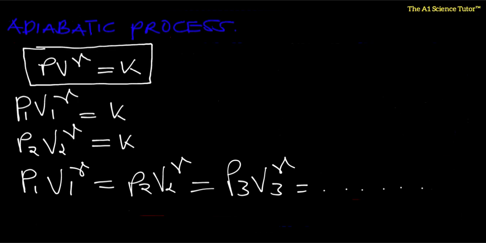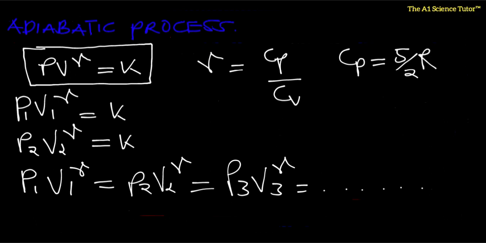Now, what is the value of gamma? This is actually called the gamma ratio. The gamma ratio is equal to the heat capacity at constant pressure divided by the heat capacity at constant volume. The heat capacity at constant pressure is going to be equal to 5 divided by 2 multiplied by R for a monoatomic gas, and Cv will be equal to 3 over 2R for a monoatomic gas.